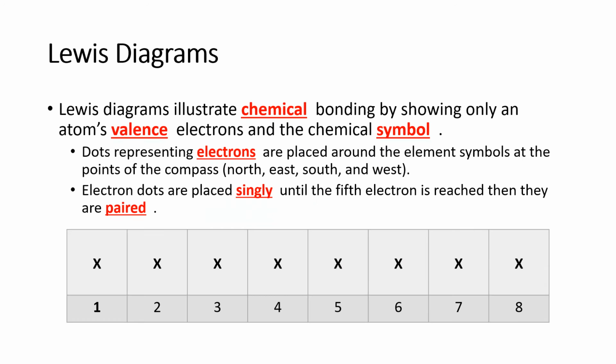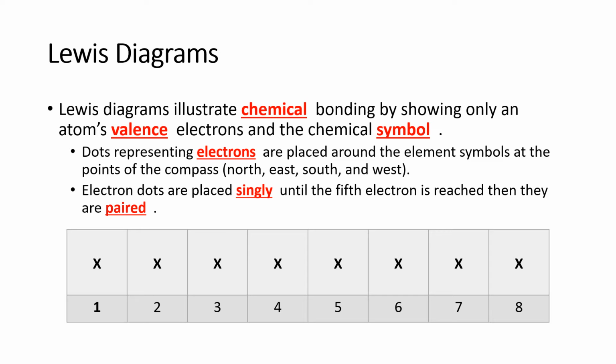So Lewis diagrams illustrate chemical bonding by showing only the valence electrons and the chemical symbol. Instead of showing, like a Bohr diagram would, the number of protons or neutrons and all the shells, this one is just showing the valence electrons because that's what's important for bond formation, and then the symbol because you can get the rest of the information by looking at the periodic table.